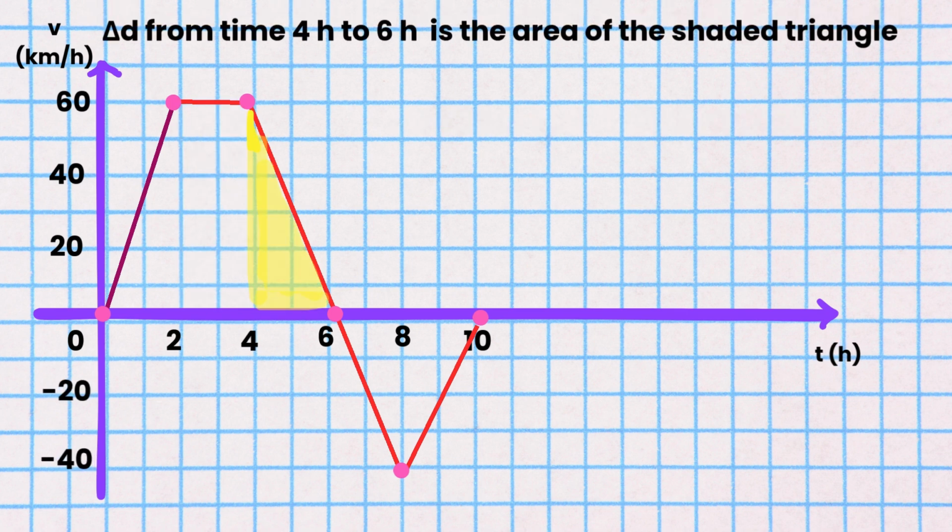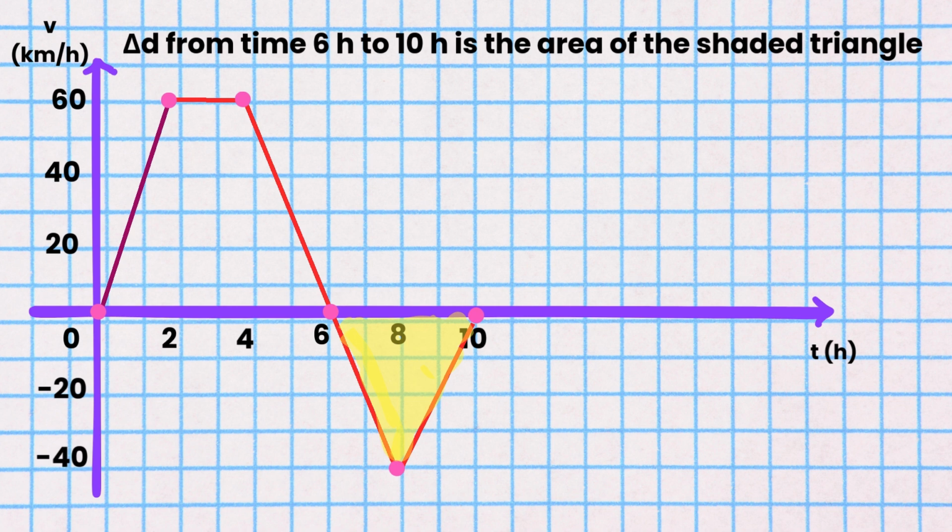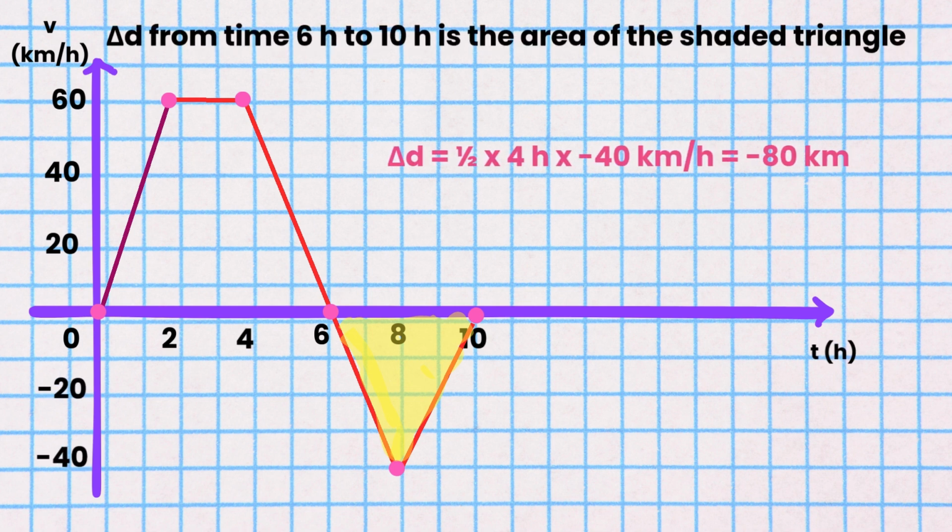Delta d from time 4 hours to 6 hours is the area of the shaded triangle, and that equals 1/2 times 2 hours times plus 60 km per hour, and that equals plus 60 kilometers. Delta d from time 6 hours to 10 hours is the area of the shaded triangle, so that equals 1/2 times 4 hours times negative 40 km per hour, and that equals negative 80 kilometers.